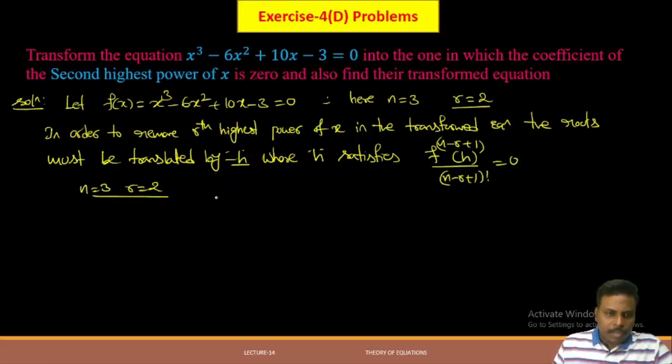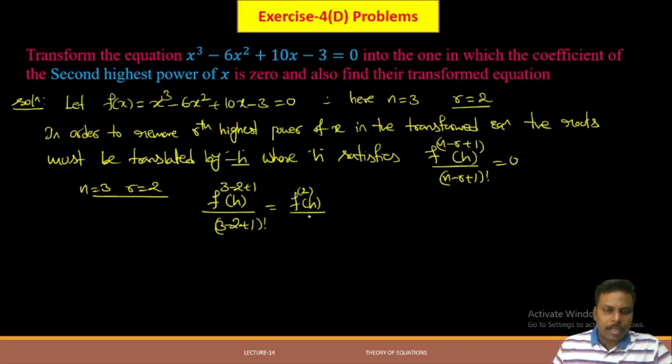Then this becomes f of 3 minus 2 plus 1 divided by 3 minus 2 plus 1 factorial. That is 3 minus 2 is 1, 1 plus 1. So this is the second derivative of f evaluated at h divided by 2 factorial is equal to 0. That means the second derivative of f evaluated at h must be 0.